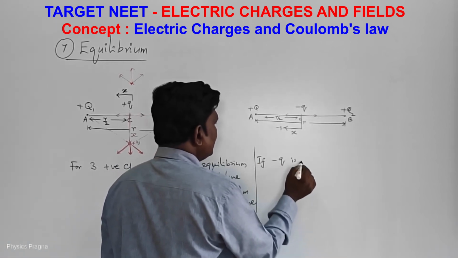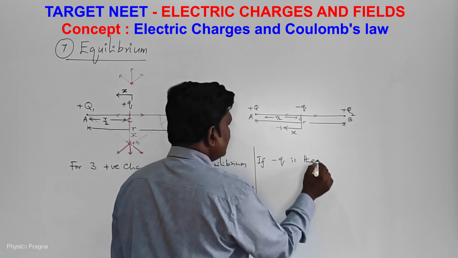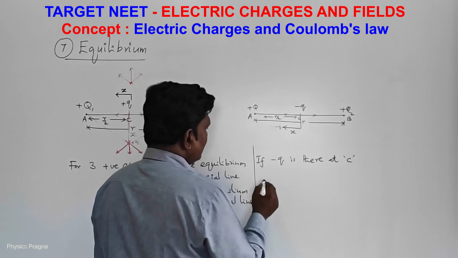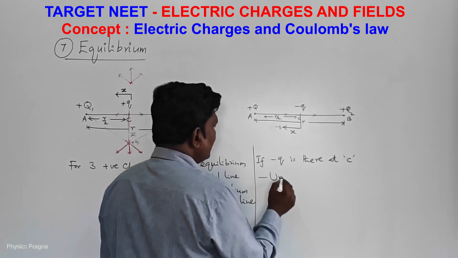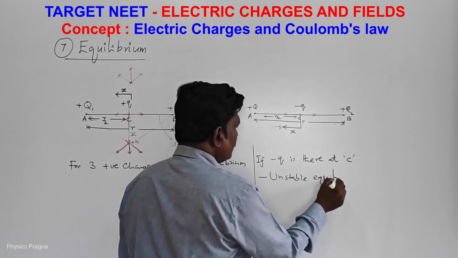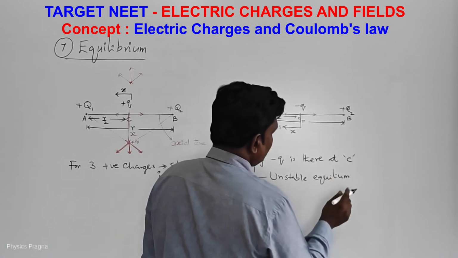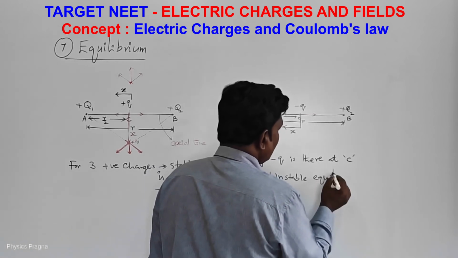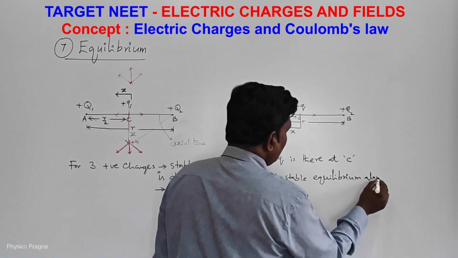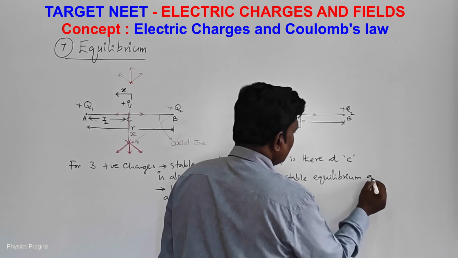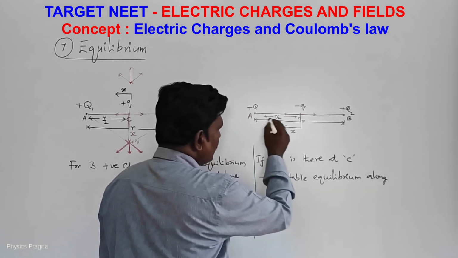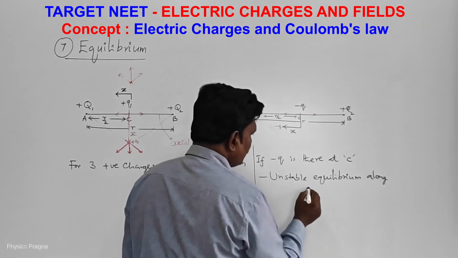So if minus q is there at C, unstable equilibrium along what, this is the axial line.